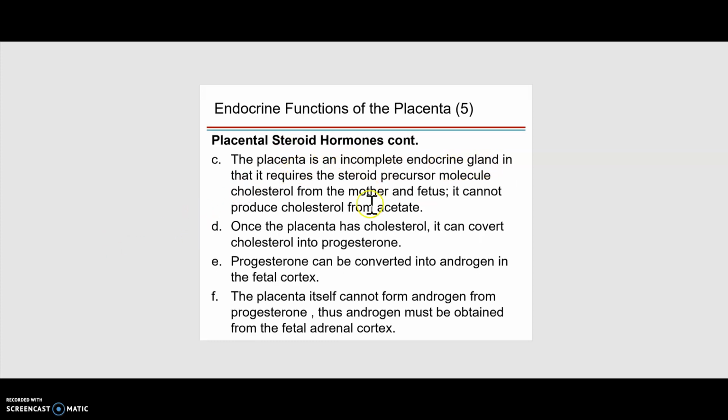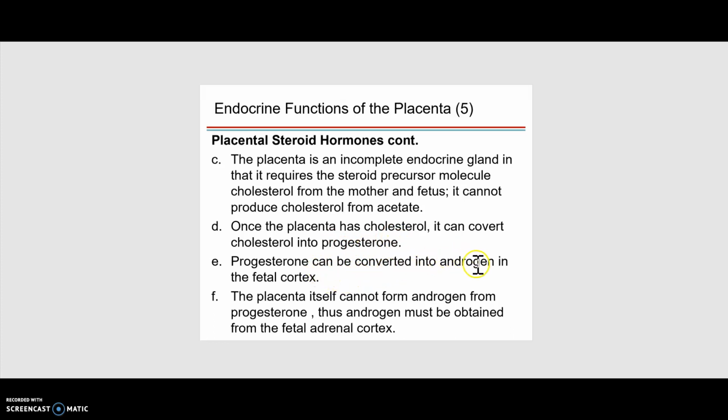It's an incomplete endocrine gland and it requires the steroid precursor molecule cholesterol. So what am I speaking of? What I'm saying is it cannot make these steroid hormones. It has to have cholesterol. It cannot make cholesterol. In the body, cholesterol is made from acetate by enzymatic actions, but the placenta doesn't have the enzymes. But once the placenta has cholesterol, it can convert cholesterol into progesterone.